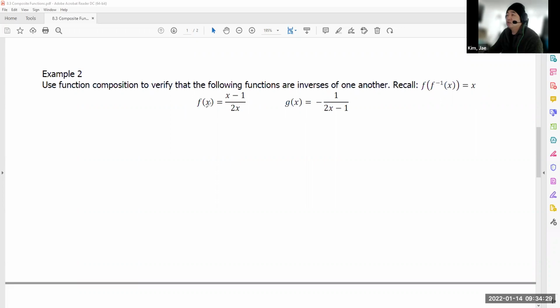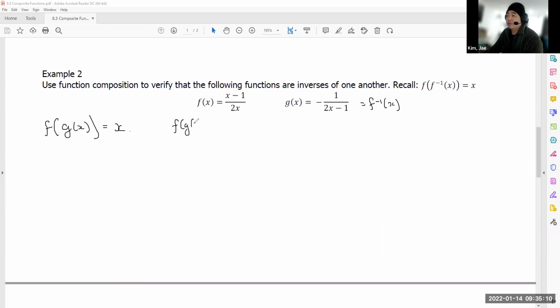So let's try it. So if g of x happens to be in fact the inverse of f of x, then I can plug g of x into f, and I should just get x. So that's what this question is asking. Prove that if you use these two functions as a composition, then you will only get x left. Here we go. All right, let's do this.